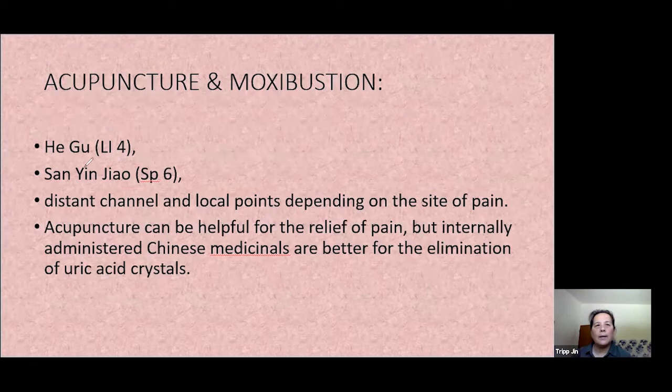Acupuncture treatment, we still use LI4 and SP6. Certainly you can add more, like SP10, or maybe adding LR3, Liver 3, together moving qi, and certainly some local points too. And after the attacking time, when the pain is getting better, we use the herbs.